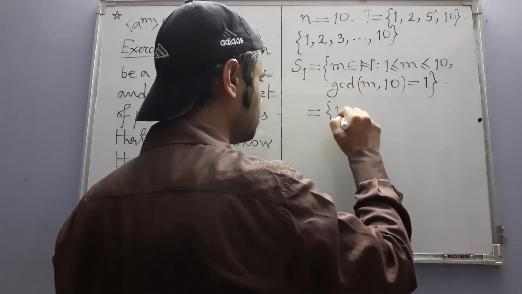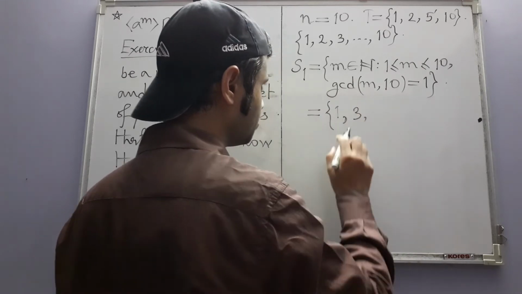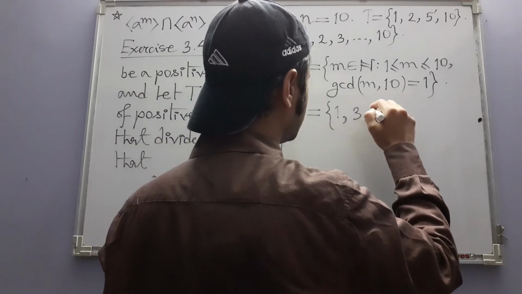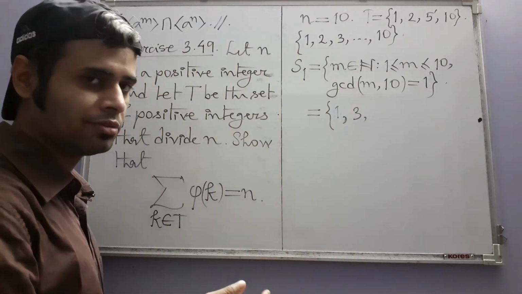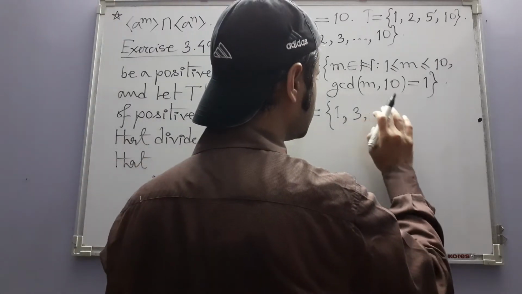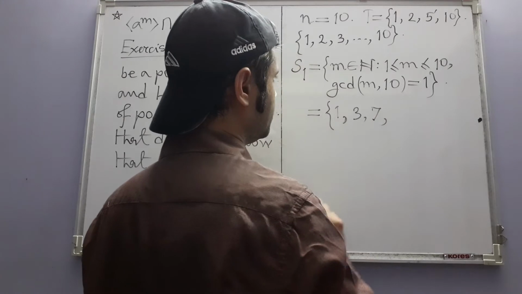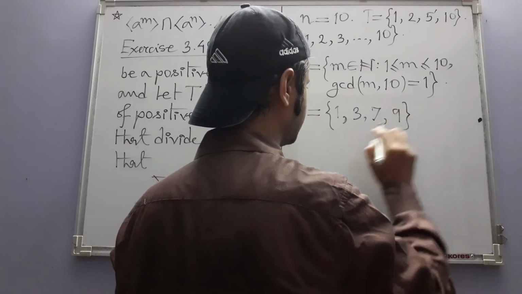So let's see, 1, 2 is not an option, 3. The even integers are not options. But the odd integer 5 is also not an option, because 5 divides 10. 6, 7. 7 is an option. Then 8 is not an option, 9 is an option. And that's just it.